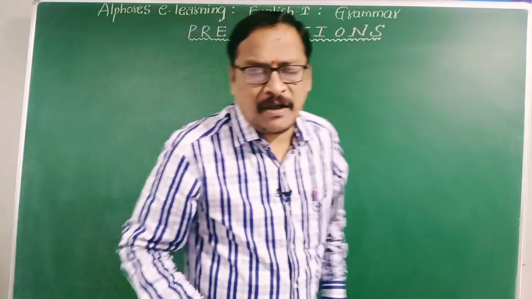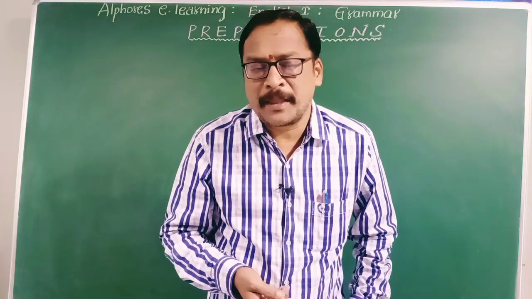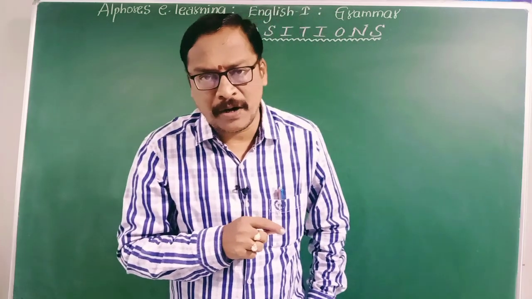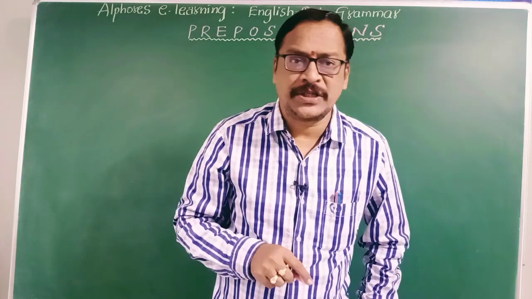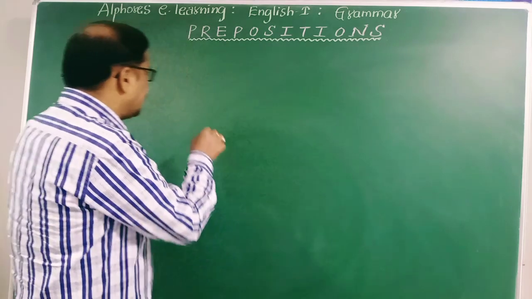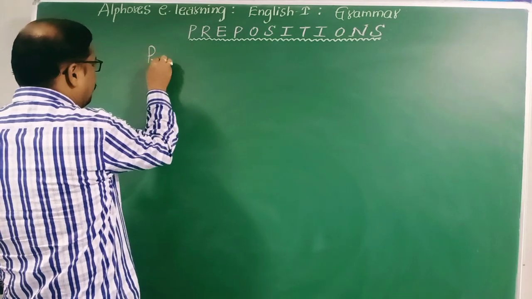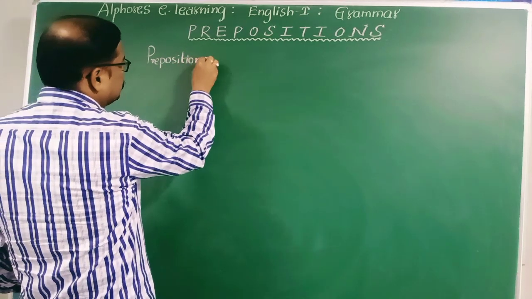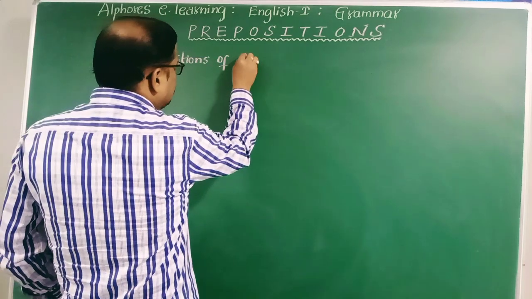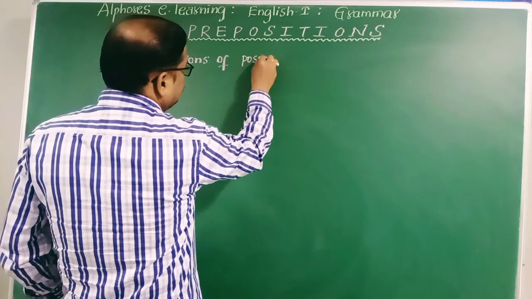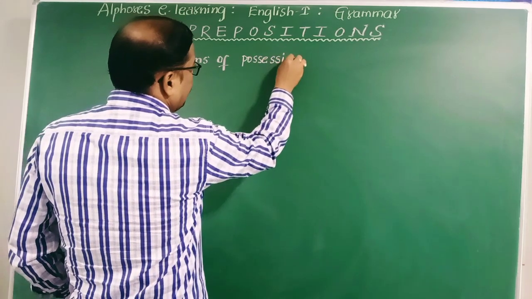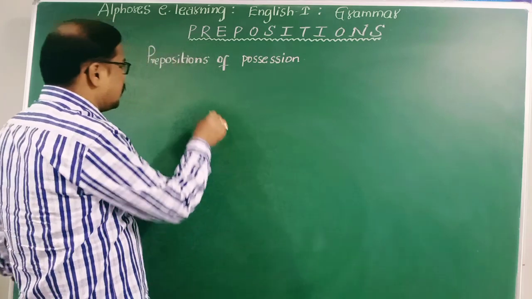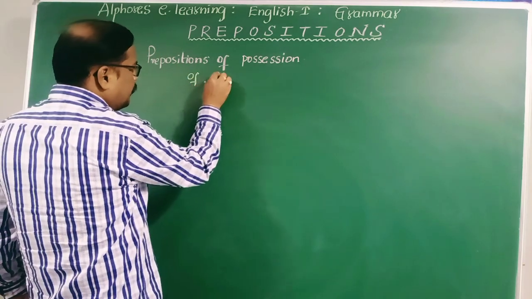In the previous session, I explained prepositions of time, prepositions of place, prepositions of agency or instrumentality, and prepositions of motion. So let us take the other one, that is prepositions of possession. Prepositions of possession. Okay, we can take of, and of course we can also take with.